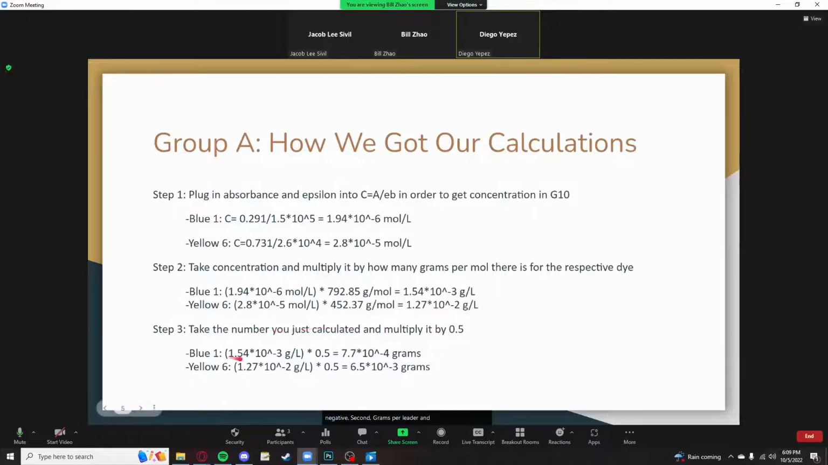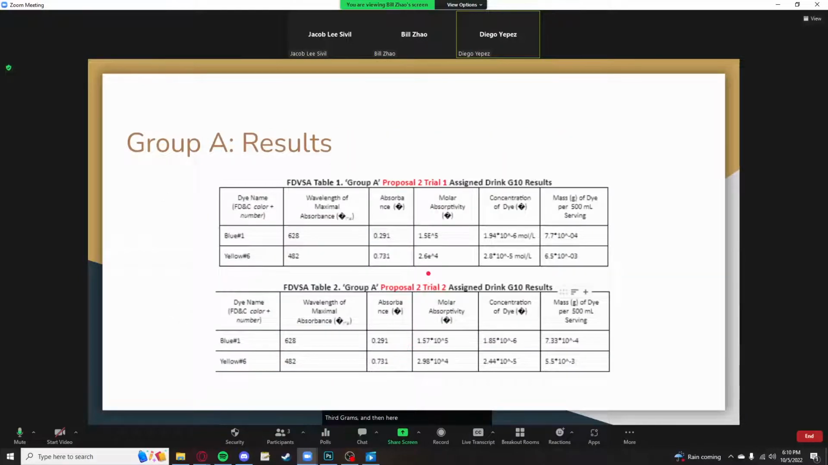And then for step 3, we took the number that we just calculated and multiplied it by 0.5. For blue 1, we did 1.54 times 10 to the negative 3rd grams per liter times 0.5, and we got 7.7 times 10 to the negative 4th grams. For yellow 6, we did 1.27 times 10 to the negative 2nd grams per liter times 0.5, and we got 6.5 times 10 to the negative 3rd grams. And here is all that work put into tables, along with the wavelength, maximum absorbance, absorbance and molar absorptivity.